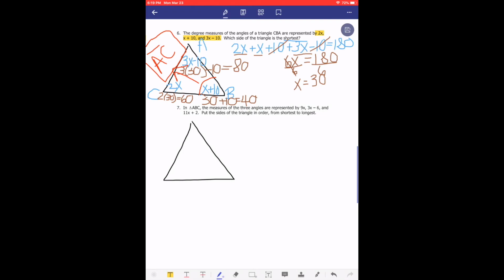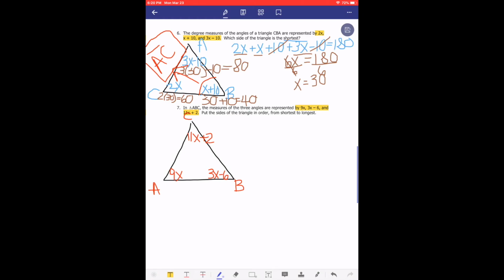Question 7. In triangle ABC, the measures of the three angles are represented by 9x, 3x minus 6, and 11x plus 2. Put these sides of the triangle in order from shortest to longest. Labeling my triangle A, B, and C. Then it says the angle measures are 9x, 3x minus 6, and 11x plus 2. So angle A, I'm going to label as 9x. Angle B, 3x minus 6. And then angle C, 11x plus 2.